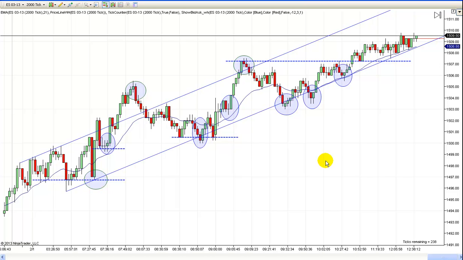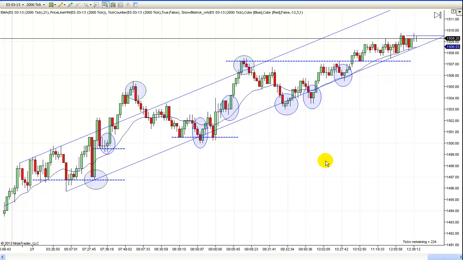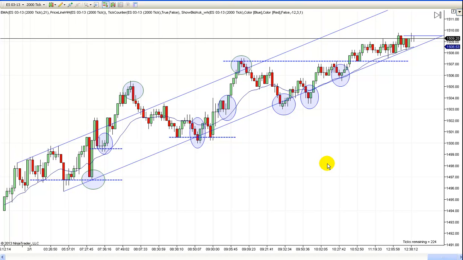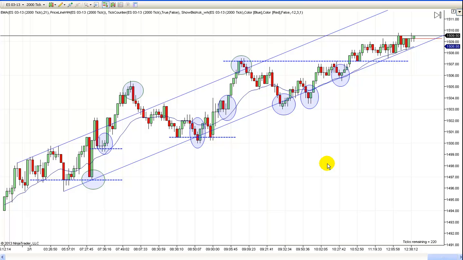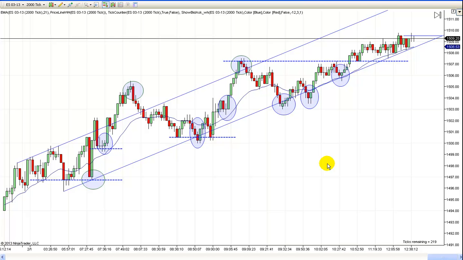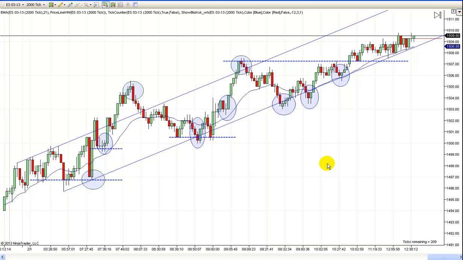And hopefully you had a good January trading record, and if not, we'll have a better one this month. But let's talk about the chart here. Let me show you a couple of things quickly before we talk about the trades.